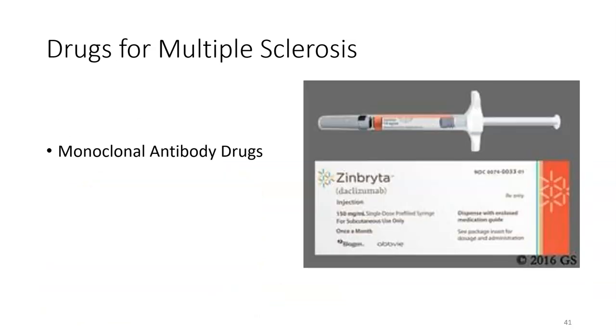We also have monoclonal antibody drugs. Lots and lots of these. This is daclizumab, which is known as Zinbryta. And of course, it's got the drug stem of mab. So this is specific for multiple sclerosis.